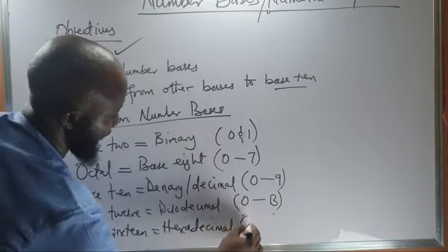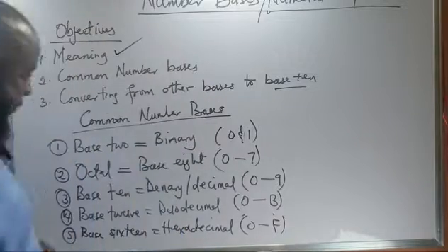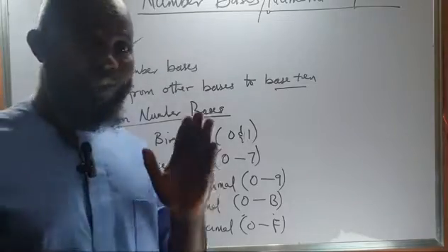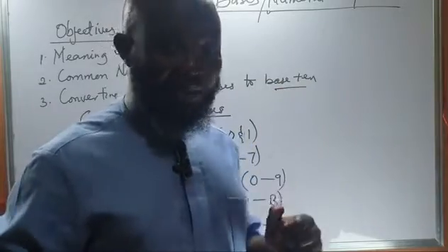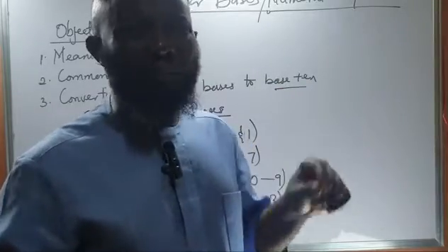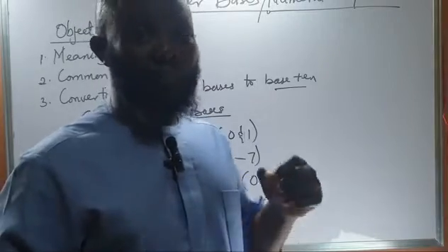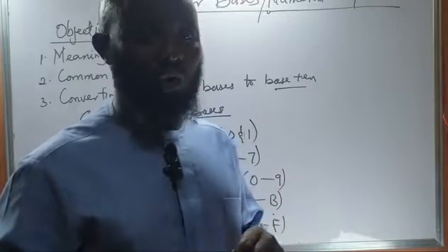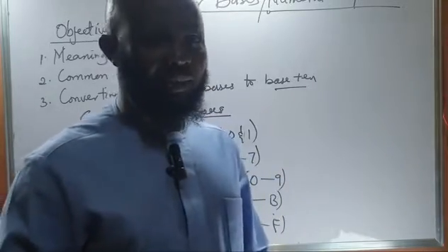Hexadecimal, which is from 0 to F. So one thing I want you to notice here is this. When you are dealing with a base, the highest digit in that base should be that base minus 1. So if you are dealing with base 5, the highest digit you can find in base 5 should be 5 minus 1. That is 4. Hope I'm making sense.